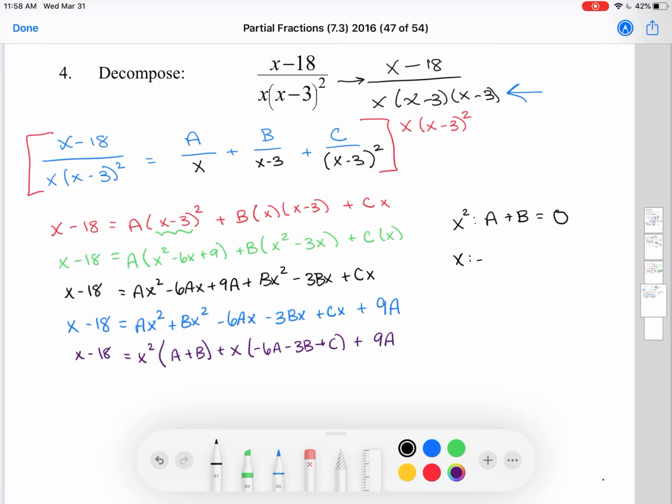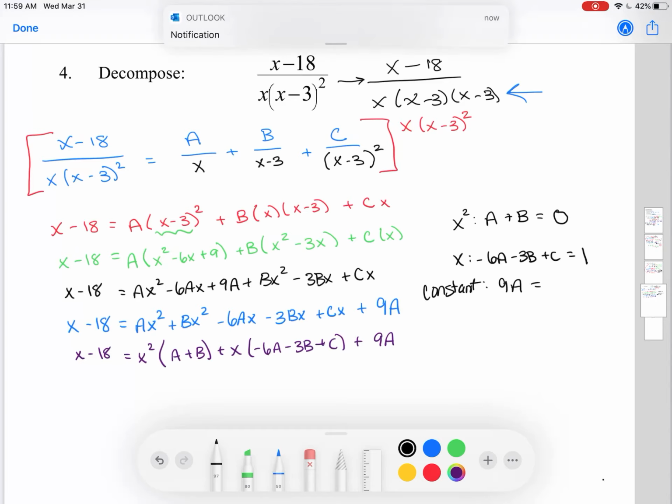Then I'm going to do the x. I got negative 6a minus 3b plus c. And that one has to equal the coefficient of my x term, which is just 1. Last but not least, my constant, which is only 9a. And it has to equal my constant on the other side, which is negative 18.